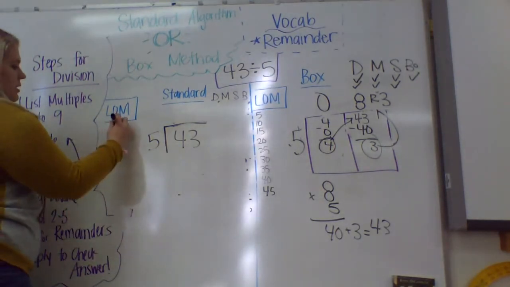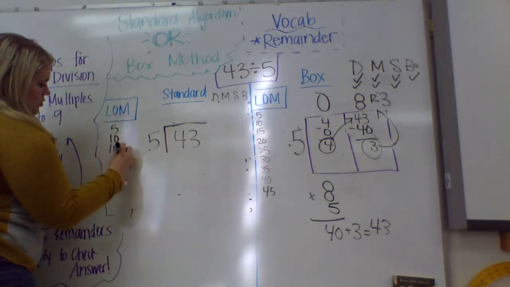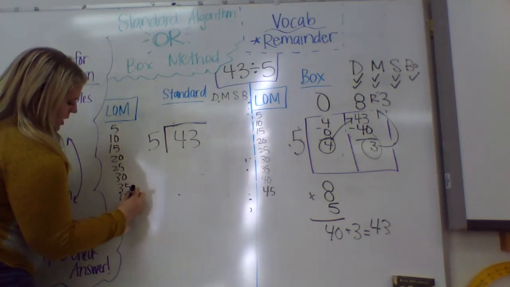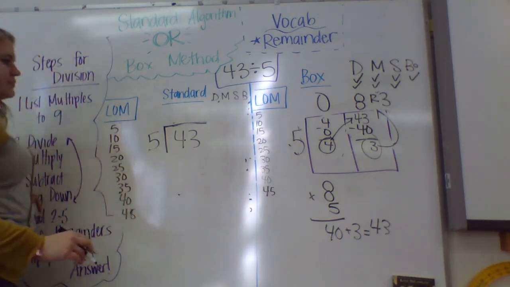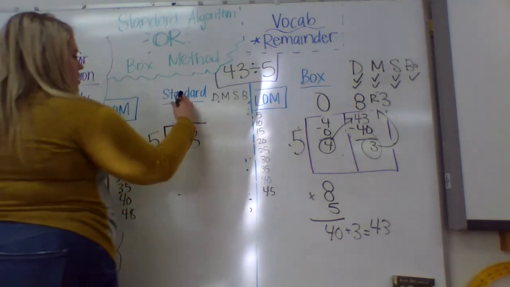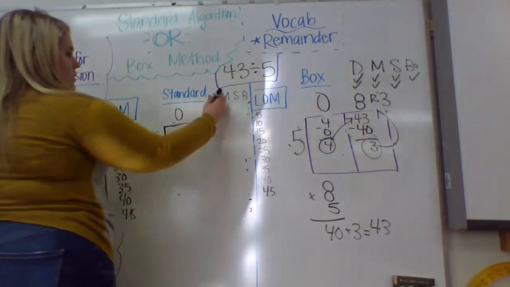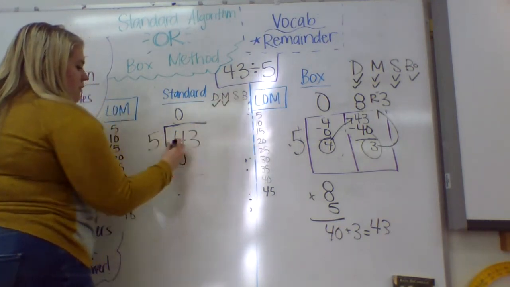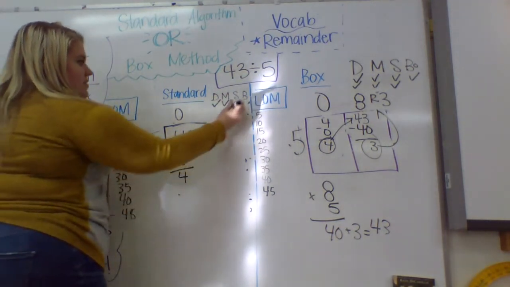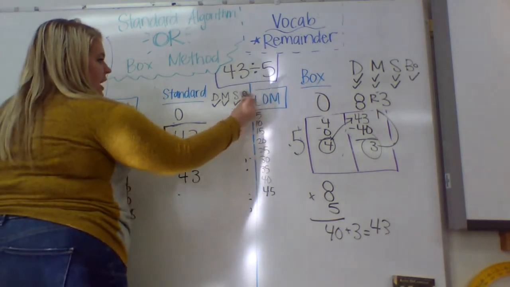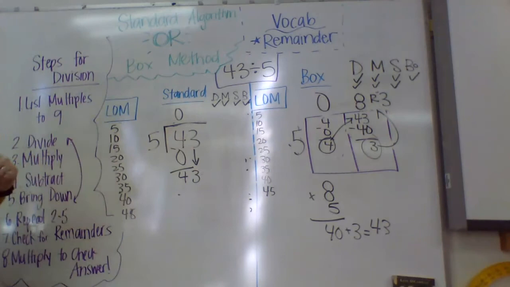List my multiples. 5, 10, 15, 20, 25, 30, 35, 40, 45. How many times can 5 go into 4? I start out already too much. So that's a 0. 0 times 5 is 0. 4 minus 0, that gives me 4. And then I'm going to bring down my 3. I've got check marks all across, so now I'm ready to start back.